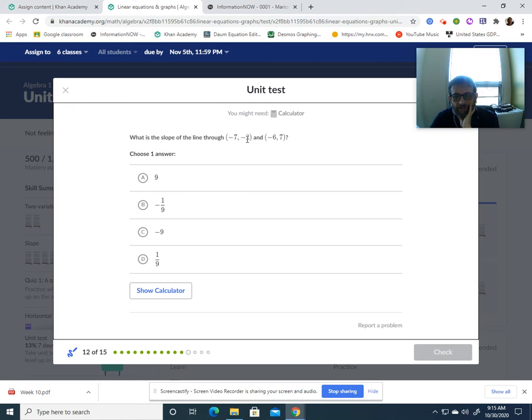Slope again. Change in y, from -2 to 7, is a change of 9. That's the top number. Bottom number, from -7 to -6, is a change of 1. So it's 9 over 1. That's 9.